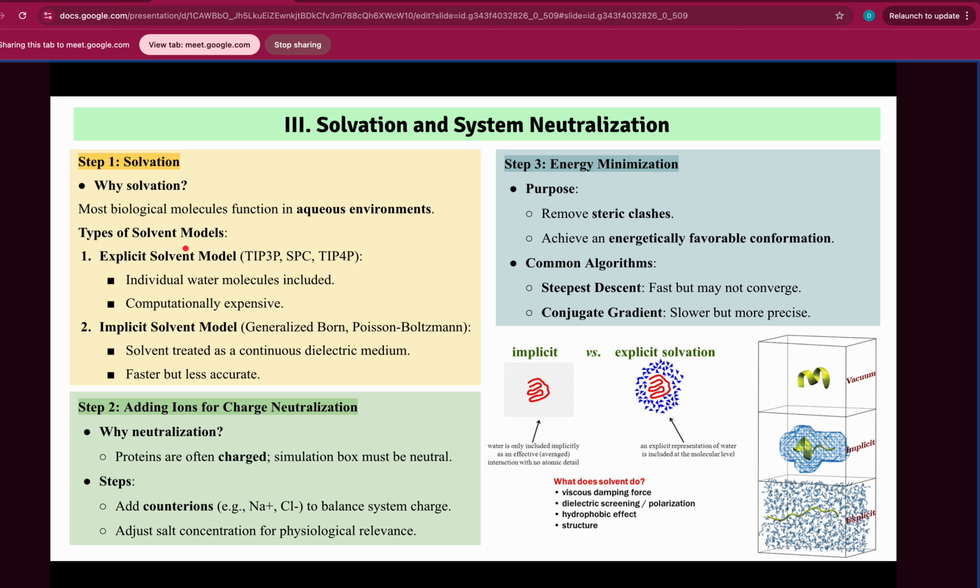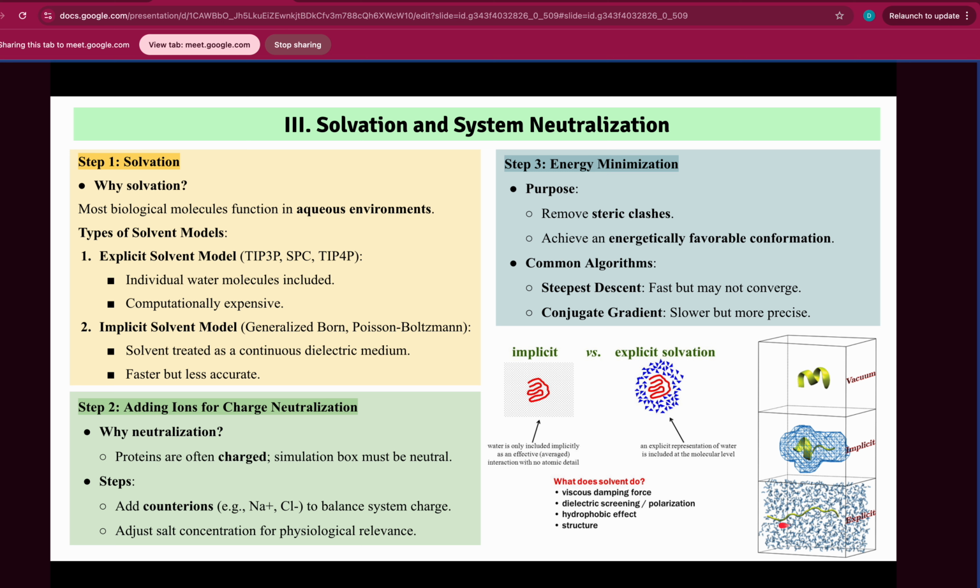Then, types of solvent models. There are different models because we are performing it in computational methods, on a computer, so we need to decide the model. First is the explicit solvent model, and the examples are TIP3P, SPC, TIP4P. Whenever you use some MD simulation software, these are different solvation models, and you select any one of them. They come under the explicit solvent model, in which individual water molecules are included, and it is computationally expensive. So this one is explicit solvation.